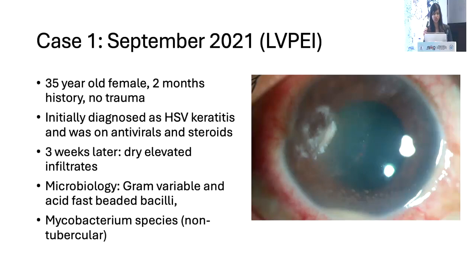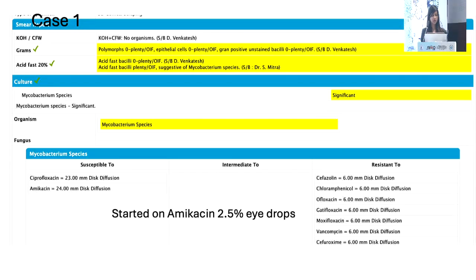Somasheila has kindly shared. This is what I was talking about, in infective cases. Though most of the literature describes that it's not to be done in infective cases, in this case they have used it successfully. This is a patient who was diagnosed as HSV keratitis and was on antivirals, and later they found that it was Mycobacterium species on scraping, and this is the microbiology report of the patient. As you can see, mycobacterium was found, and the patient was started on amikacin 2.5% eye drops.